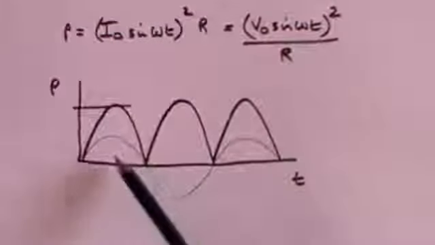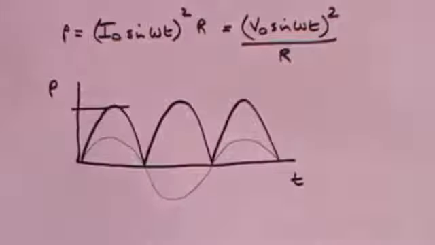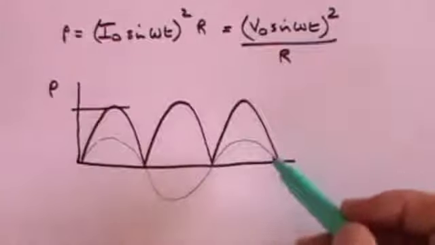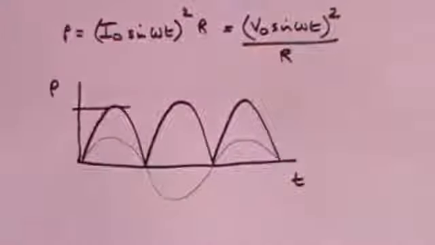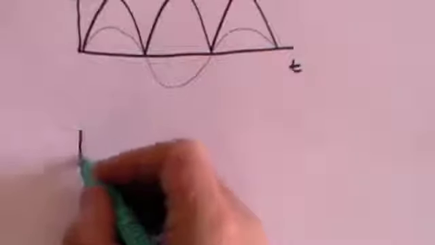But when you square it, you're always going to get a positive term. But we want to know, what is the average power? The power is constantly changing. But what's the average power you're getting out of here? Well, for that we need to know what the average of a sine squared term is.